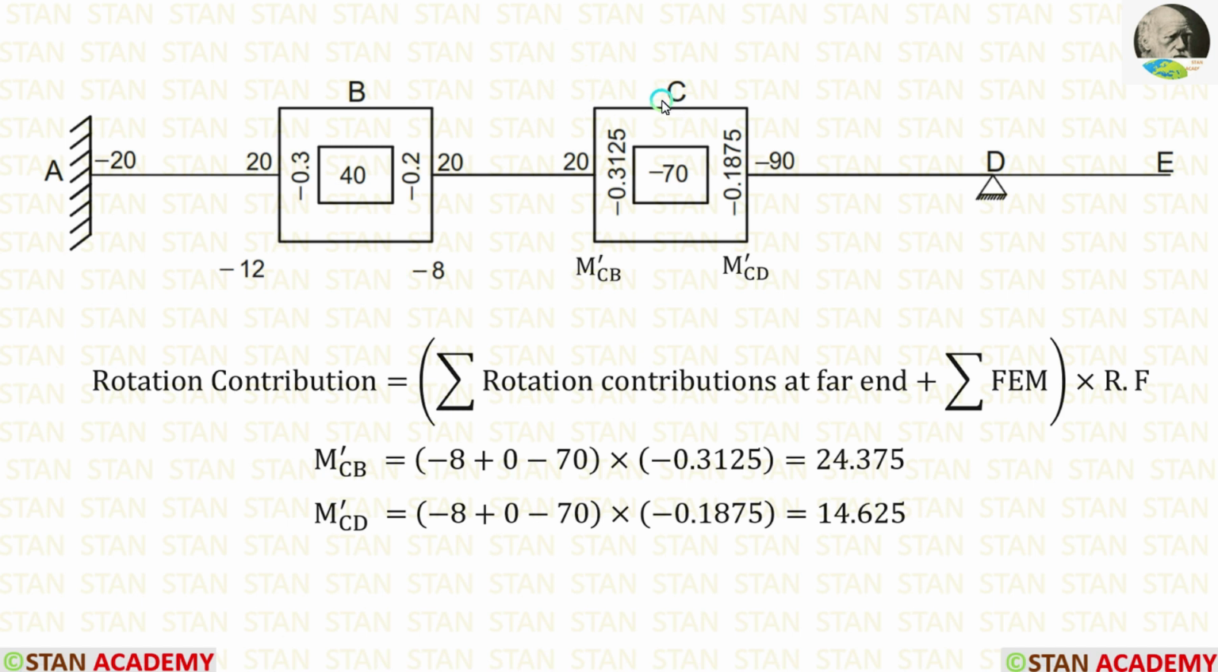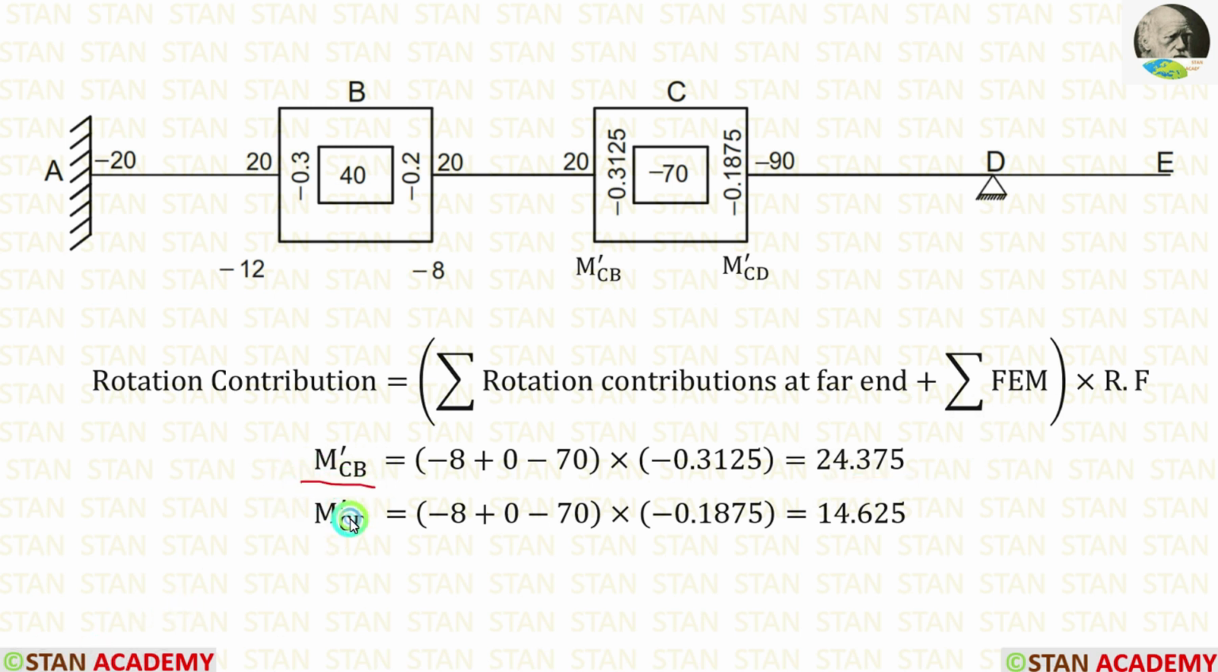Now let us calculate the rotation contributions in the joint C. First, let us calculate M-CB. The rotation contribution in the point B is minus 8 and the rotation contribution in the point D is 0. So, for the summation of rotation contributions at the far end, we are having minus 8 plus 0. The summation of fixed end moment is minus 70. The rotation factor for CB is minus 0.3125. After the calculations, we are getting M-CB is equal to 24.375.